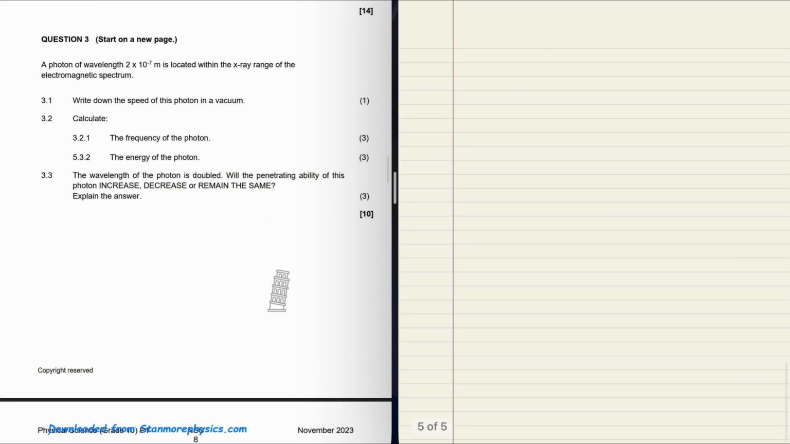Let's take a look at question 3. A photon of wavelength 2 times 10 to the power minus 7 meters is located within the X-ray range of the EM spectrum. Question 3.1, write down the speed of this photon in a vacuum. So the speed of any EM wave is going to be 3 times 10 to the power 8 meters per second. Question 3.2, calculate the frequency of the photon.